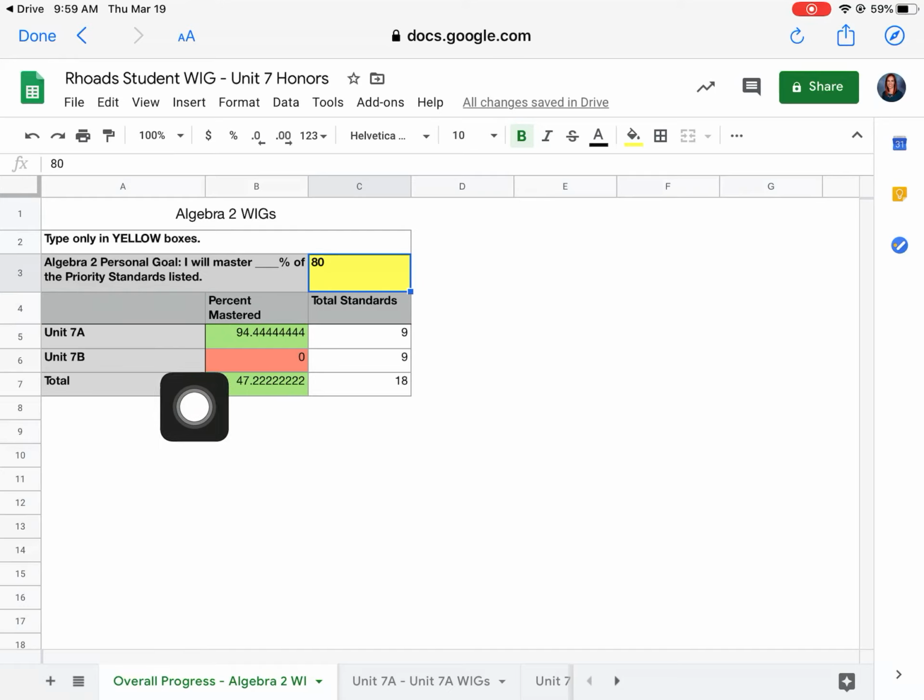But it will also do the same conditional formatting and turn this different colors to match the numbers that are up here. Okay, so go through and rate yourself and see how you're doing, and use this to track your progress as we move through this unit.